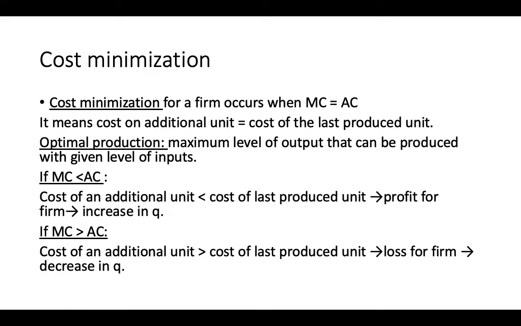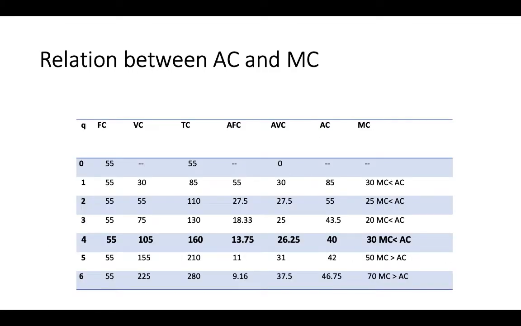So the most desirable point is when the marginal cost is equal to the average cost, or the cost minimization point. But if the producer is not at that point, if marginal cost is less than average cost, production increases. And if marginal cost is greater than average cost, output or production is going to be reduced.